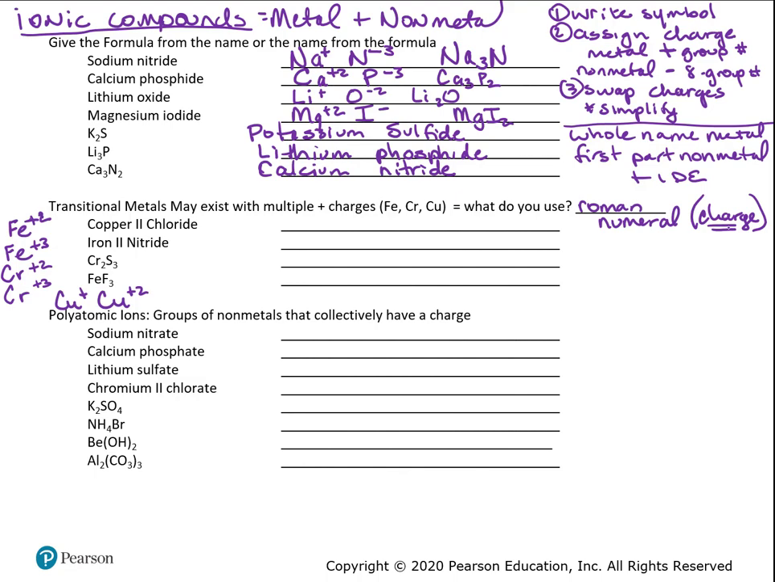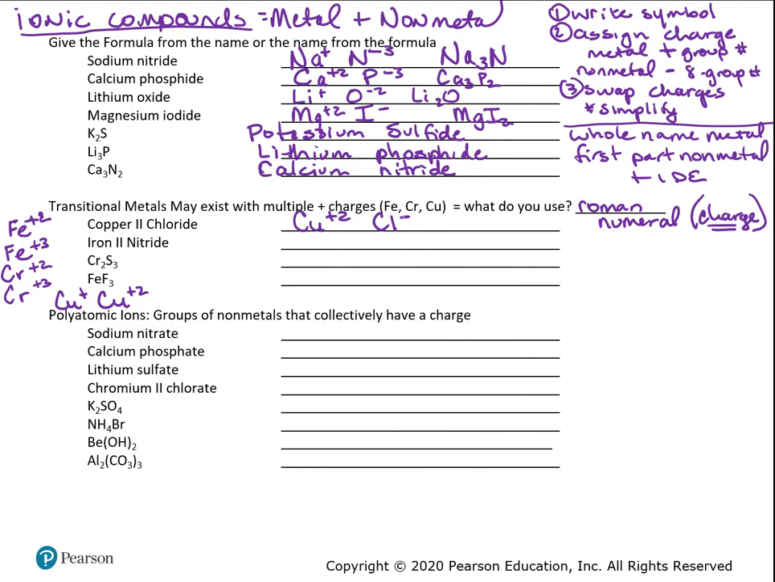So for example, with the name, this is copper 2 chloride. So what's the symbol? Copper is Cu. And now that Roman numeral 2 tells me the charge is +2. Okay, the Roman numeral tells me the charge on the copper, so that is why I know that is a +2. So then chloride, what is its symbol? Cl. And so chlorine's charge will always be a negative, -1, because it's in group 7, so 8 minus 7 is a 1, tells me the charge on the nonmetal.